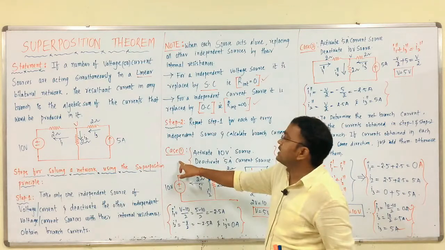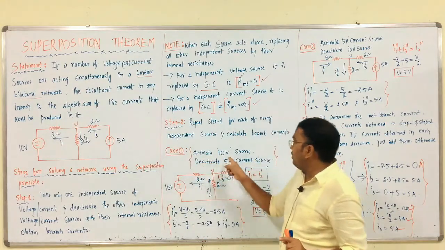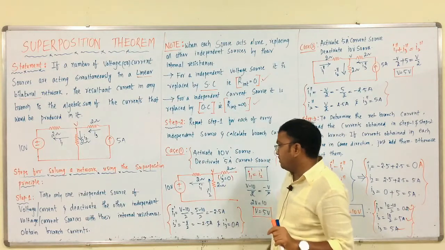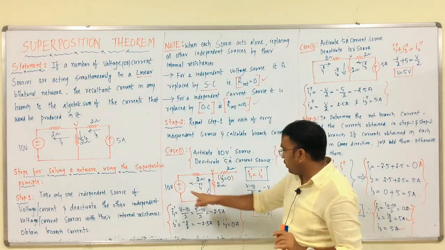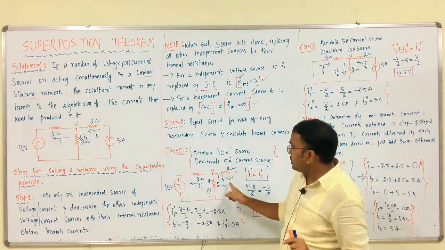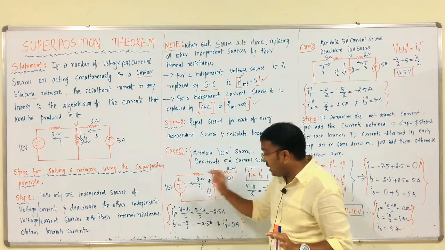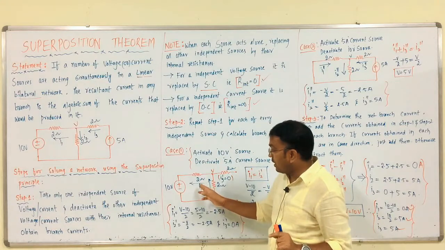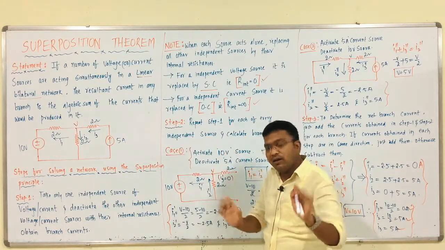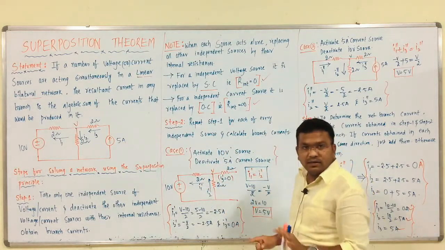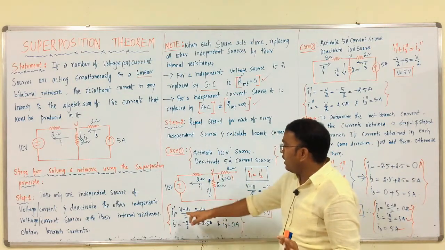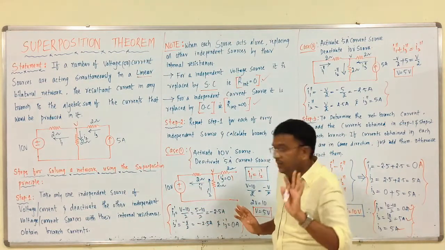So, this is case 1. Here the 10 volt source is active and the 5 ampere current source is deactivated. With respect to the circuit we have to calculate I1 dash, I2 dash, I3 dash. The current direction is purely our wish. We can consider the same direction as the main current or opposite to it. Based upon this we calculate I1 dash, I2 dash, I3 dash.